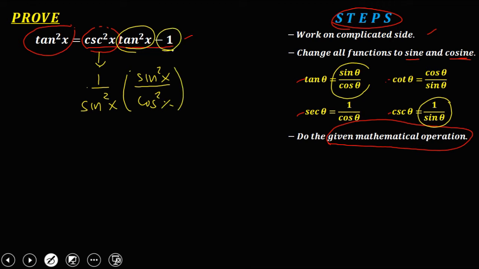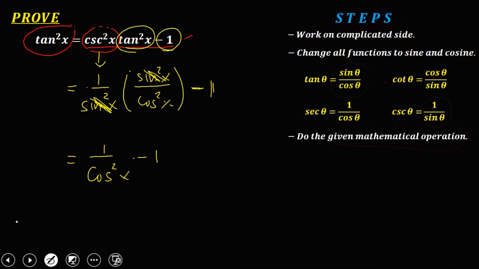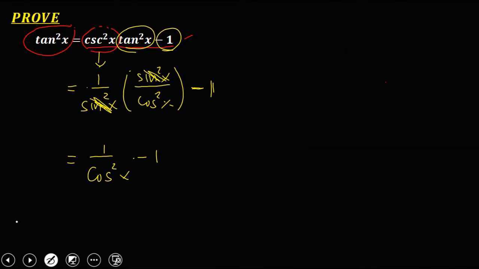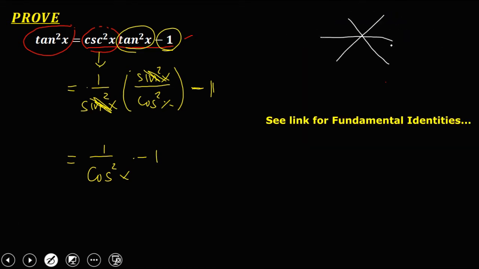Then bring down this minus 1. Then simplify, so we can cancel the sine squared x. So we have now 1 over cosine squared x minus 1. Then we have this figure to identify the different fundamental identities. So this is 1, this is cosine, this is secant.